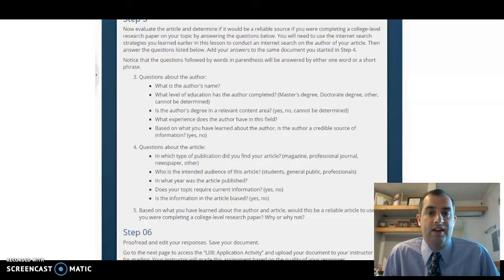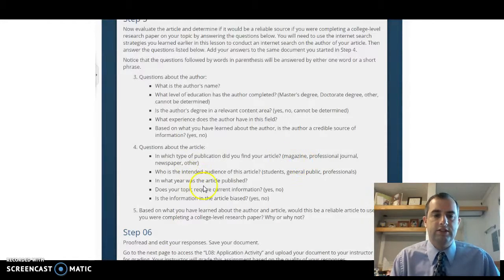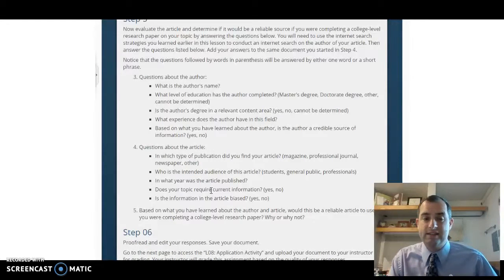First is the author. So you're going to learn some internet search techniques before you get to this step, in which you're going to research the author. What's their background? What's their education? Do they have experience in this field? And then you kind of make a judgment. Is this person a credible source to be talking about this? And then the second thing is you kind of critique the article itself. And where did it come from? What's its audience? When was it published? Is it recent? Is this current information? Everything like that. And is there bias?